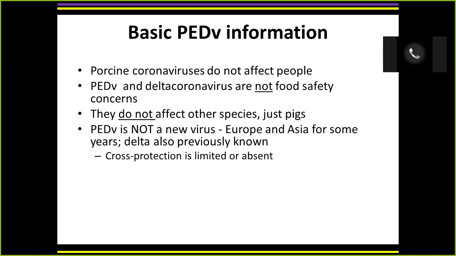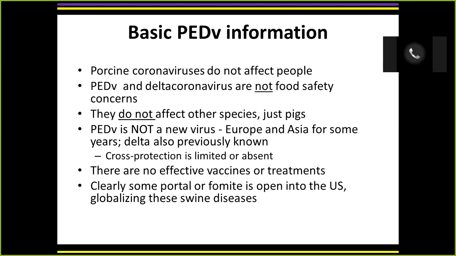Now, PEDV is not a new virus. It was known in Asia. It's been a big problem in Asia for 15 to 20 years, and was first identified in Europe in the early 1970s. And Delta was also previously known. There isn't much cross-protection between these various viruses, between Delta and PEDV, certainly. There are no effective vaccines or treatments.